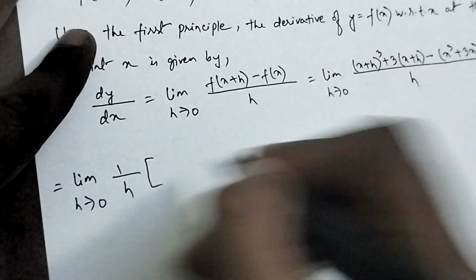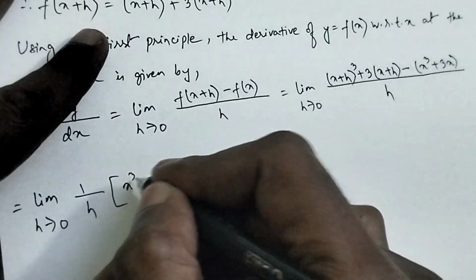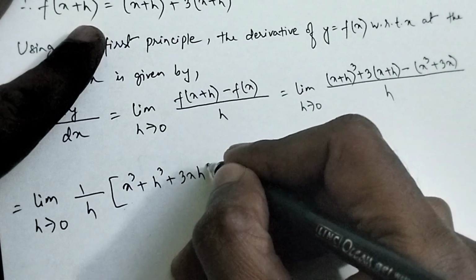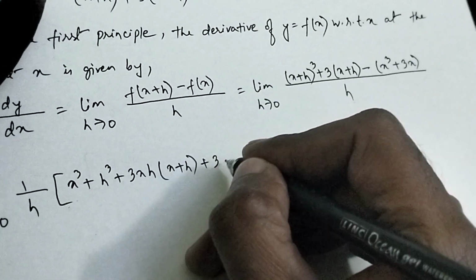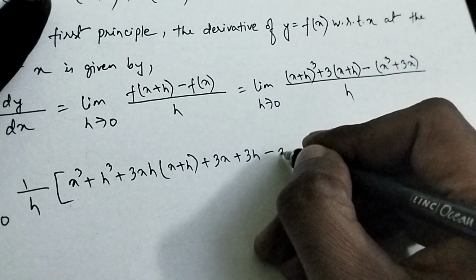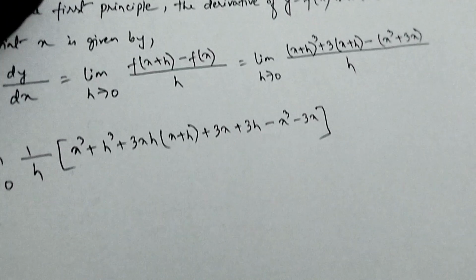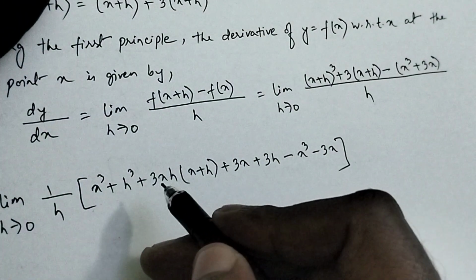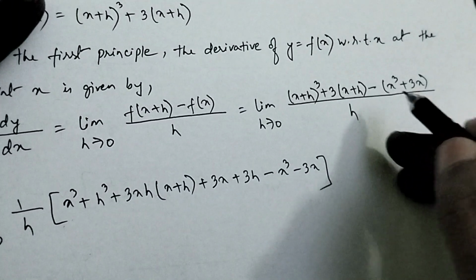1 by h into x cube plus h cube plus 3xh into x plus h, plus 3x plus 3h minus x cube minus 3x. Clear? Using a plus b whole cube is a cube plus b cube plus 3ab into a plus b.